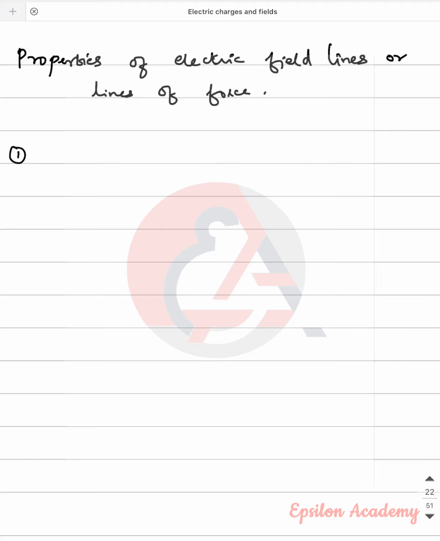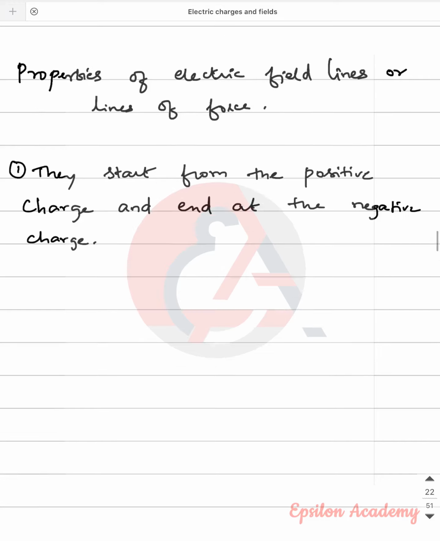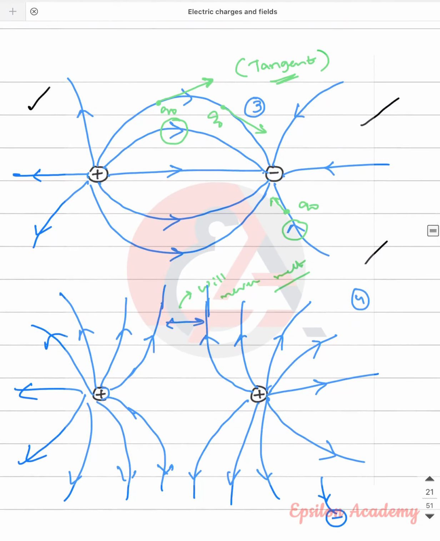So the first point that we are going to see is they start from the positive charge and end at the negative charge. Remember, this is the most important point. Like for example, when you look at this diagram, the diagram number 3, they start at the positive charge and they terminate with the negative charge. They do not form a closed loop.